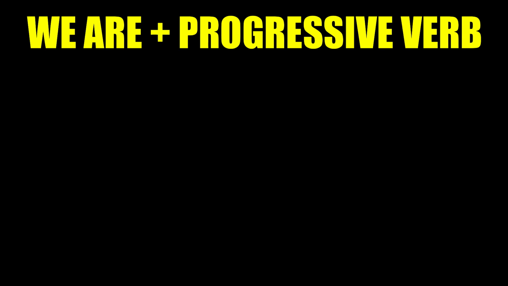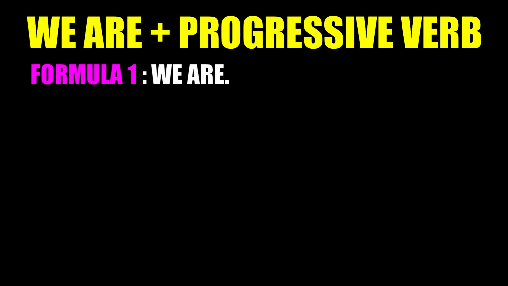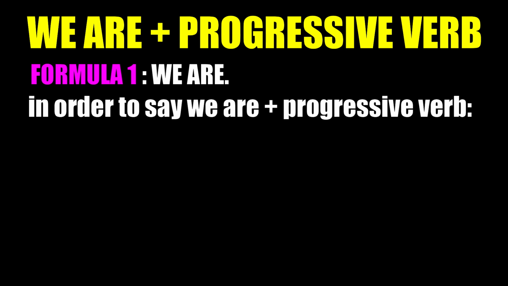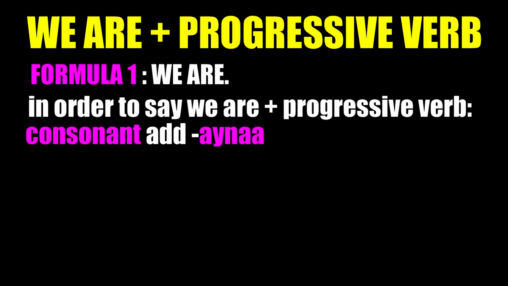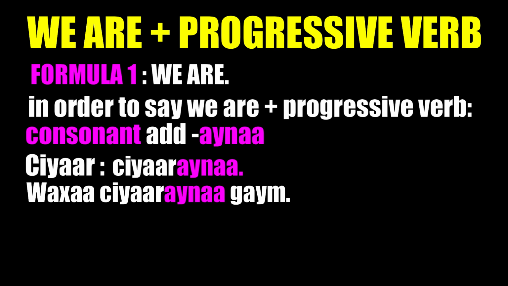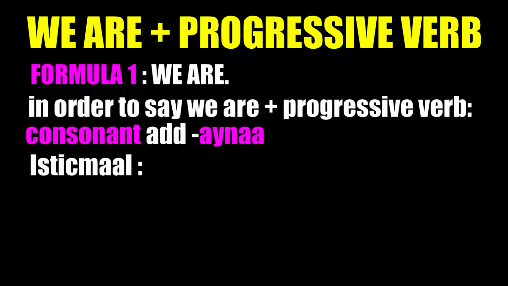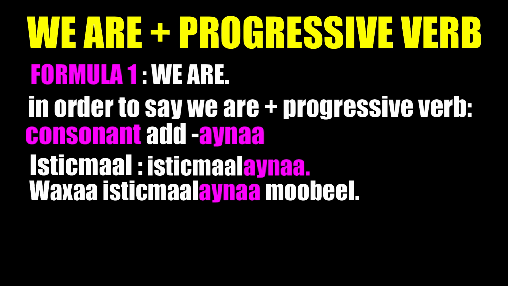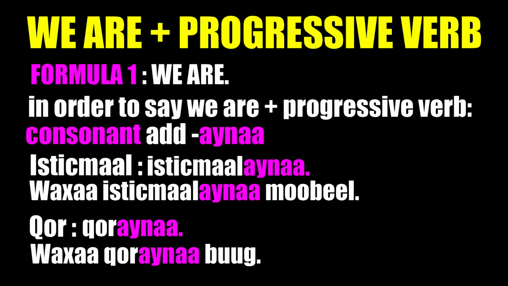So now let's learn we are plus progressive verb. In order to say we are plus progressive verb, we need to add a na at the end of every verb ends with consonants. For instance, ciyaaraynaa. Waxaa ciyaaraynaa game. We're playing game. Isticmaalaynaa. Waxaa isticmaalaynaa mobile. We're using a mobile. Qoraynaa. Waxaa qoraynaa book. We're writing a book.